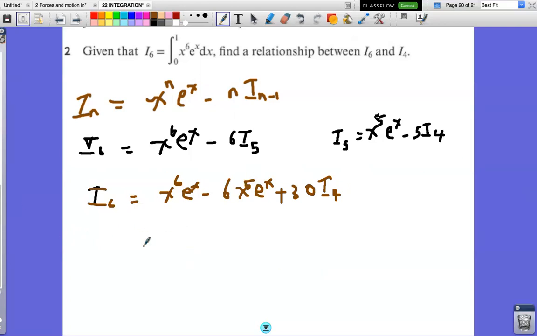You can simplify that. So that will just be negative 5. Why? No, it's not negative 5. Because here is x raised to the power 5. You can factor out x raised to the power 5, e raised to the power x. So x raised to the power 5, e raised to the power x, times x minus 6, plus 30 I4.